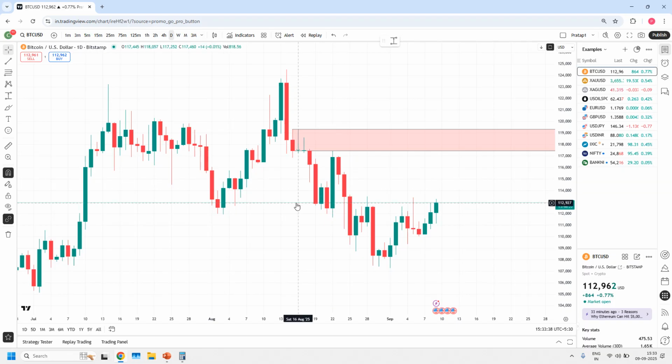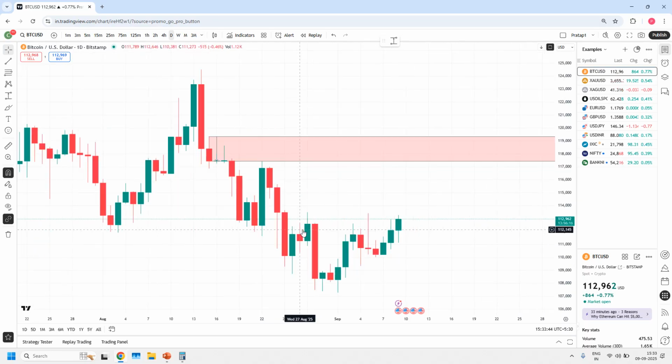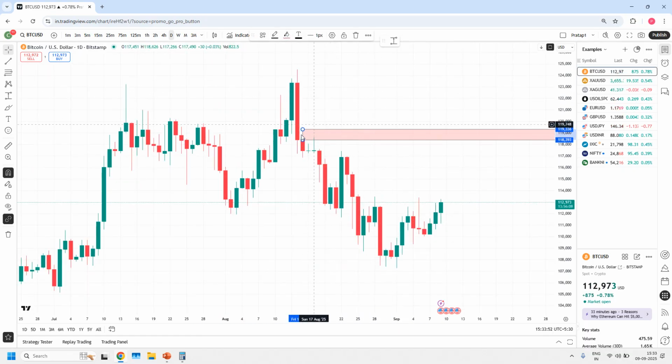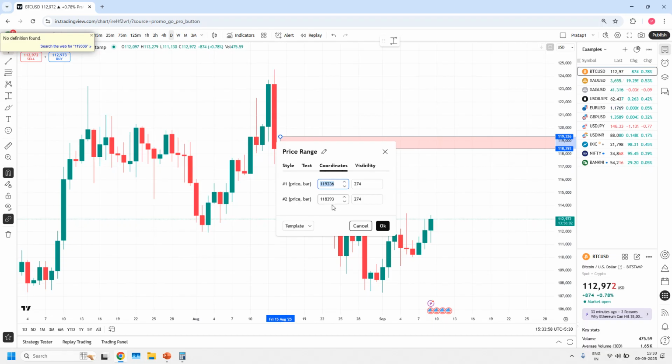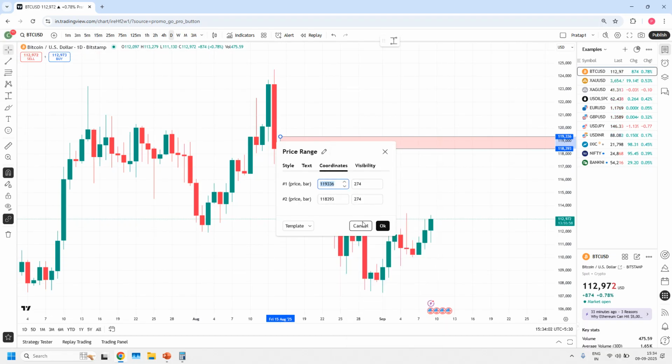What is type 3 proximal? Type 3 proximal is the highest body of the base candles. Where is the highest body among all the three? The first candle has the highest body. So let us draw the zone. If you draw the zone like this, what is the advantage? Our risk is minimized. Now let us see what the risk is. This is the distal line, that is the stop loss value.